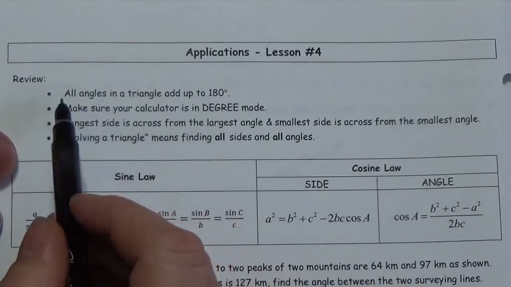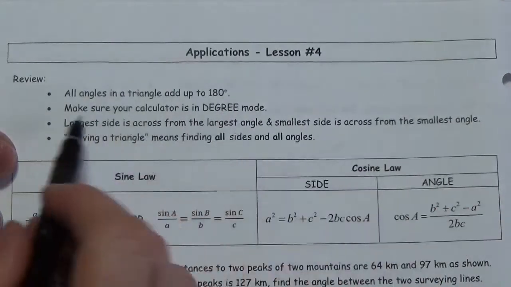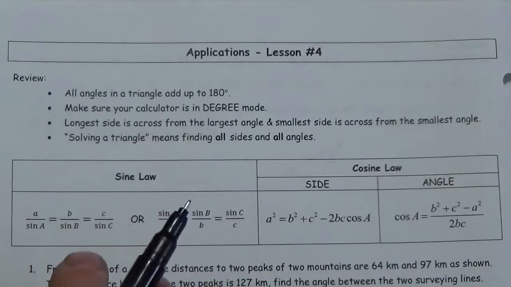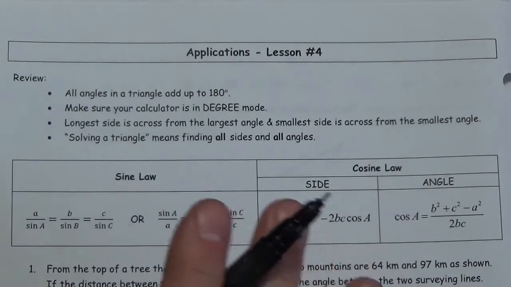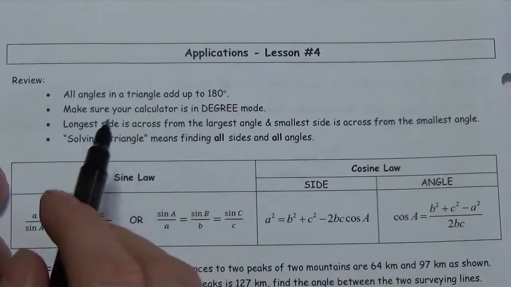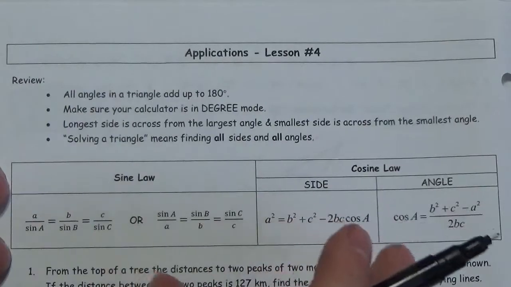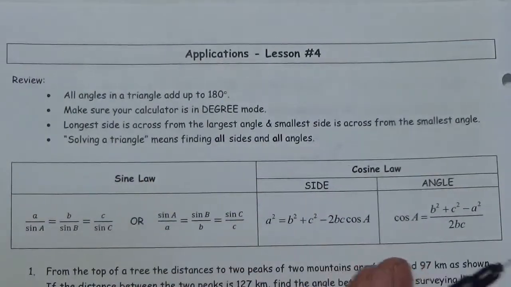Now additionally, things you need to remember. You need to remember that all the angles in a triangle add up to 180 degrees. You should be in degree mode, okay? Sometimes people are doing the totally correct thing, but because their calculator's in the wrong mode, their numbers are coming out really, really weird. Remember that the longest side is across from the largest angle of the triangle and the smallest side is across from the smallest angle. If you think about that, it actually makes a lot of sense.